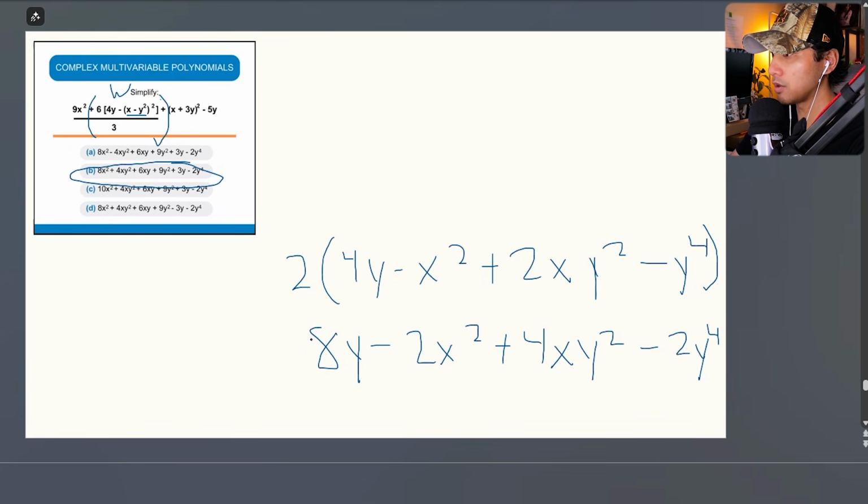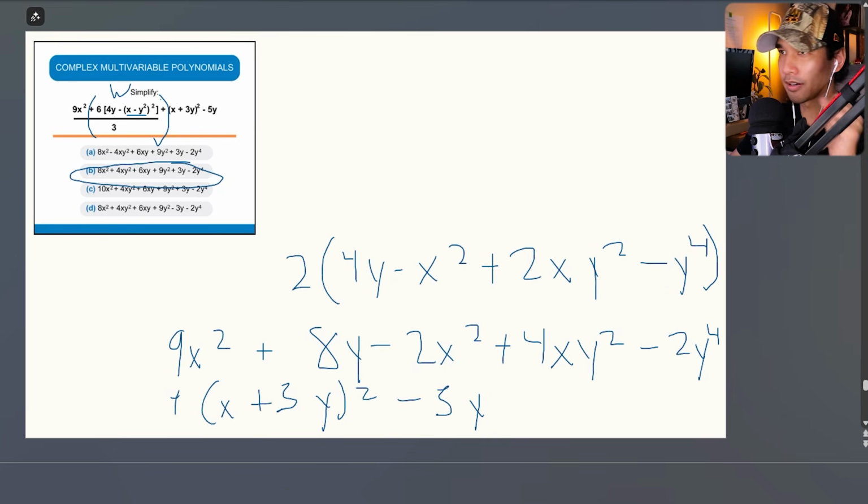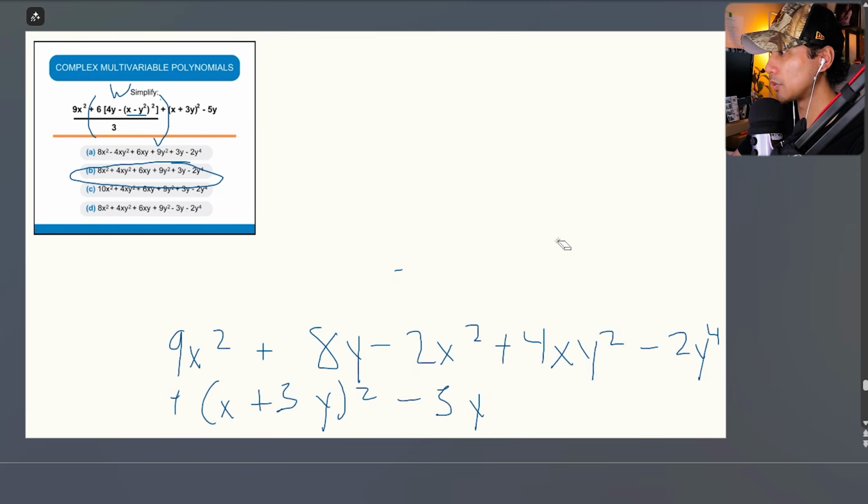Okay, so now we could just go like this, plus 9x squared, and just add everything on just for visuals, plus x plus 3y squared minus 5y. Now we have to figure out this binomial by squaring it. And we know how to do that, right? Let's just work it out so you get extra practice.